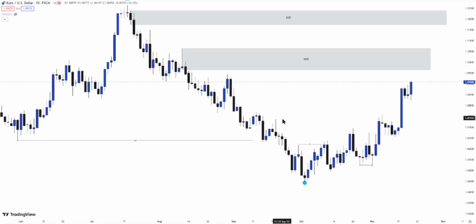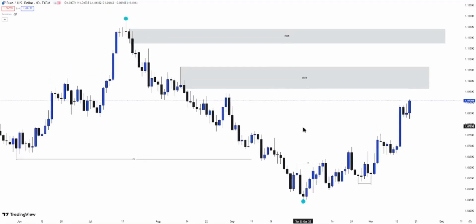So this is where a lot of traders get confused. This is not your DOB. This is SMC, smart money trap. All right, your true DOB is this one here. This is it, because everything is mitigated here.